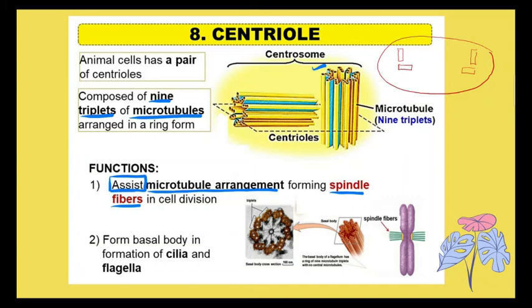So centrosome can be found in both plant and animal cell. That's why even though plant cell does not have centriole, plant cell has centrosome. So centrosome is what really arranges microtubule into spindle fiber. So centrosome ada dalam plant cell, so plant cell also can have spindle fiber. So jangan confuse. Okay, centriole hanya membantu dalam membentuk spindle fiber.